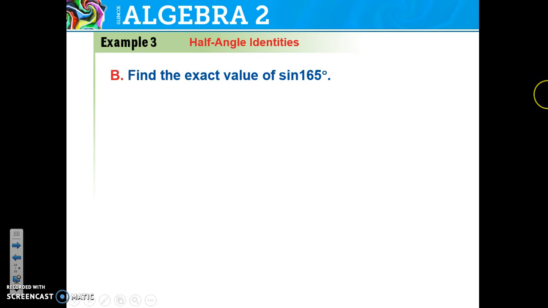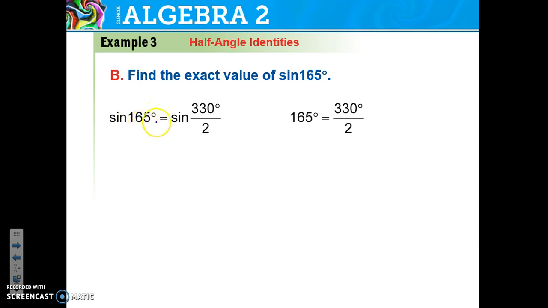All right, let's take a look at this one. Here they're actually giving me an angle here instead of just saying theta. So my goal is to say, okay, what common angle divided by 2 gives me 165 degrees? Well, that's pretty easy. You just think of what 165 times 2 is, which is 330 degrees. 330 degrees divided by 2 is 165. So these are equivalent trigonometric expressions.